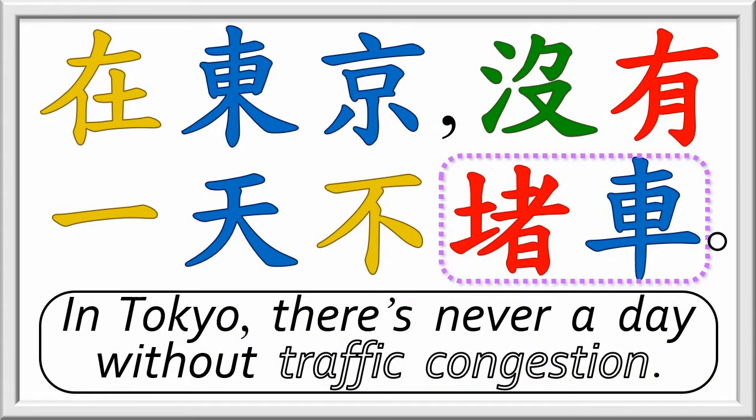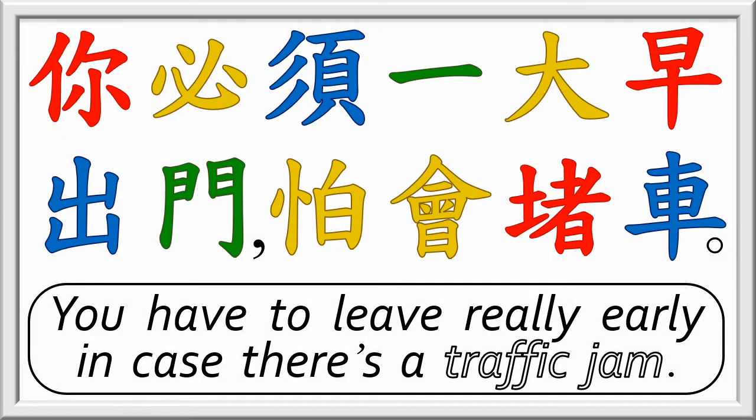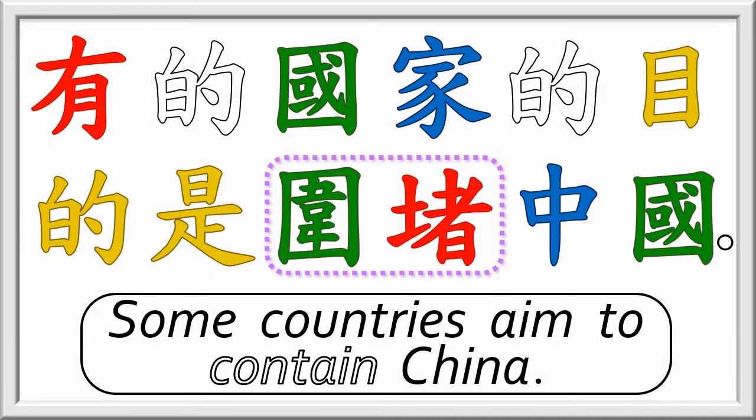在东京没有一天不堵车. In Tokyo, there's never a day without traffic congestion. 你必须一大早出门，怕会堵车. You have to leave really early in case there's a traffic jam. And here's a sentence with a political meaning. 有的国家的目的是围堵中国. Some countries aim to contain China. In other words, obstruct China's rise, political and economic.